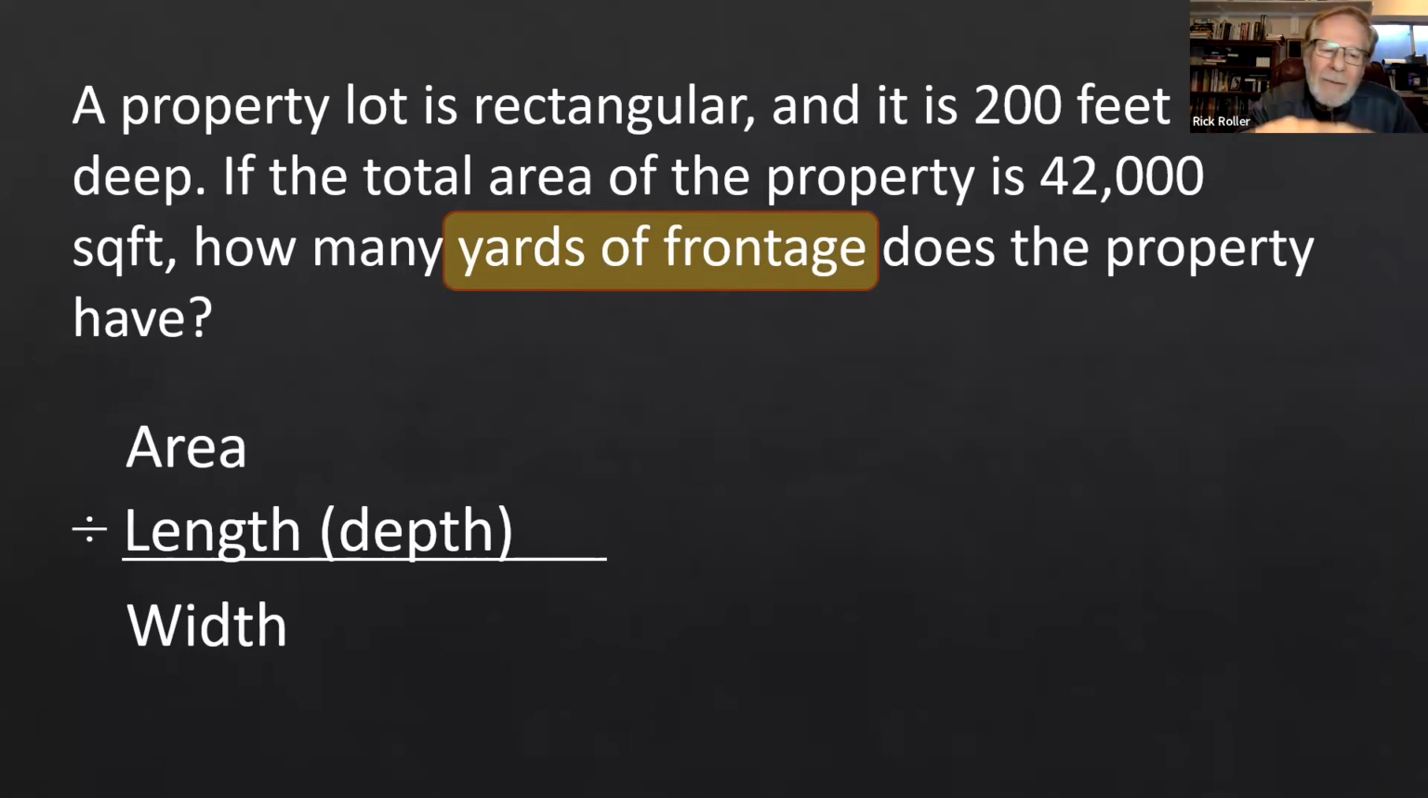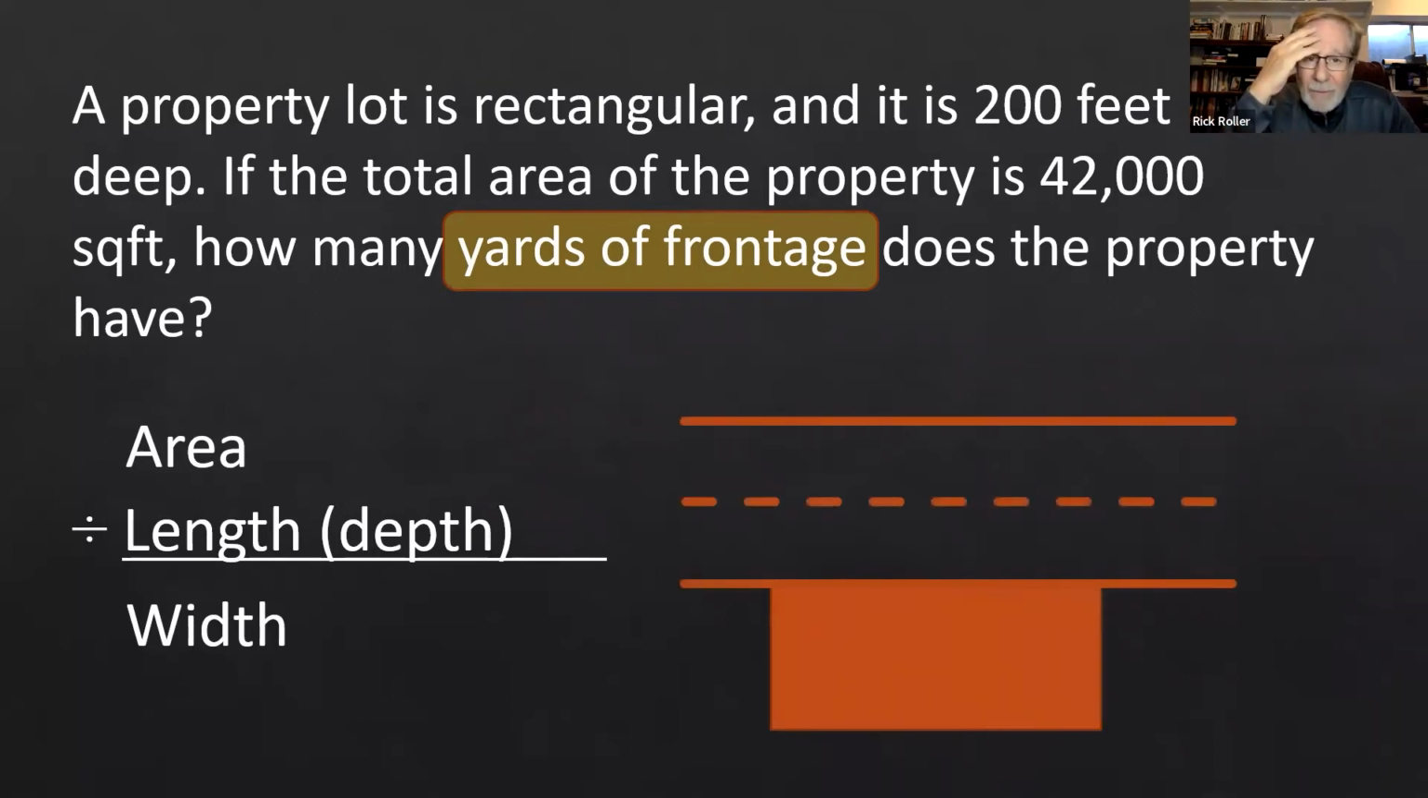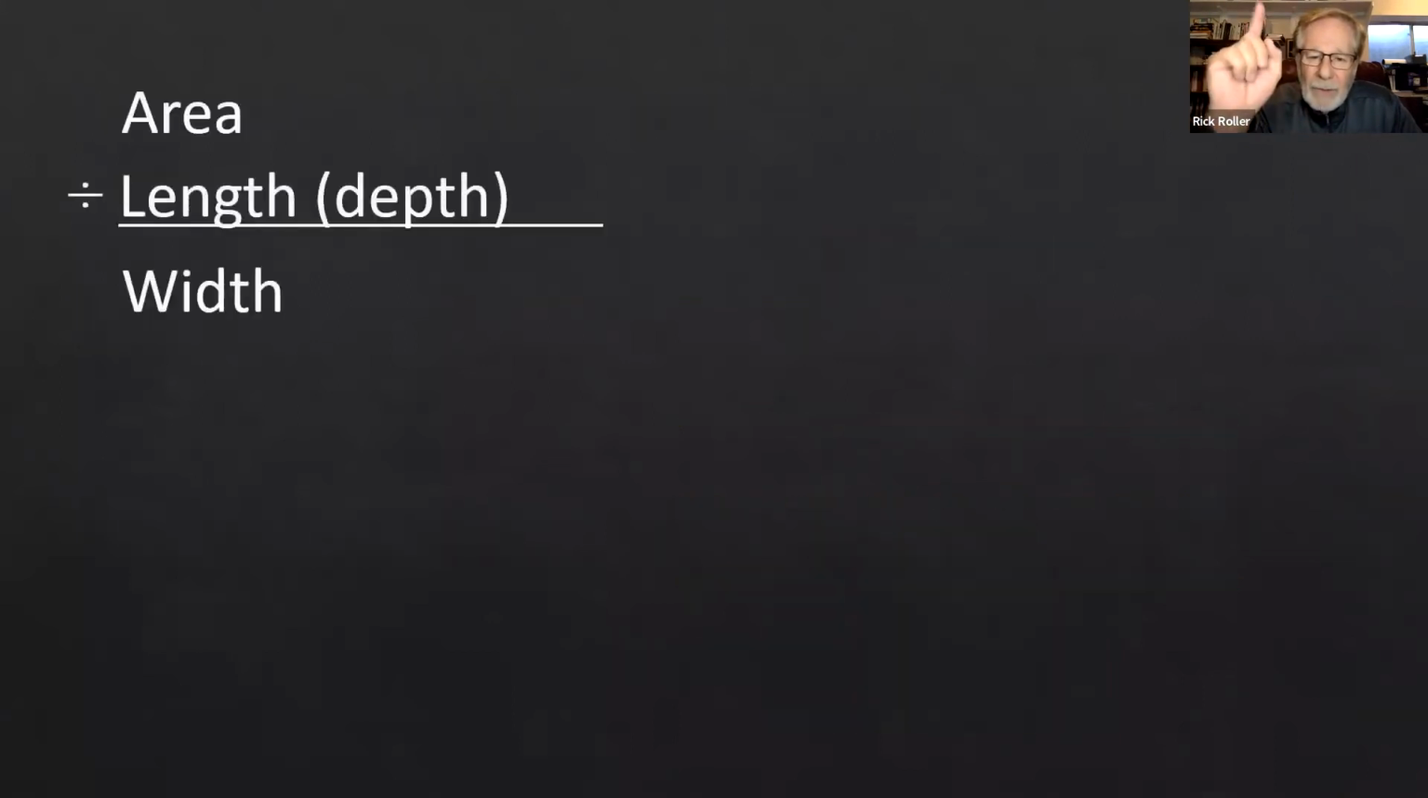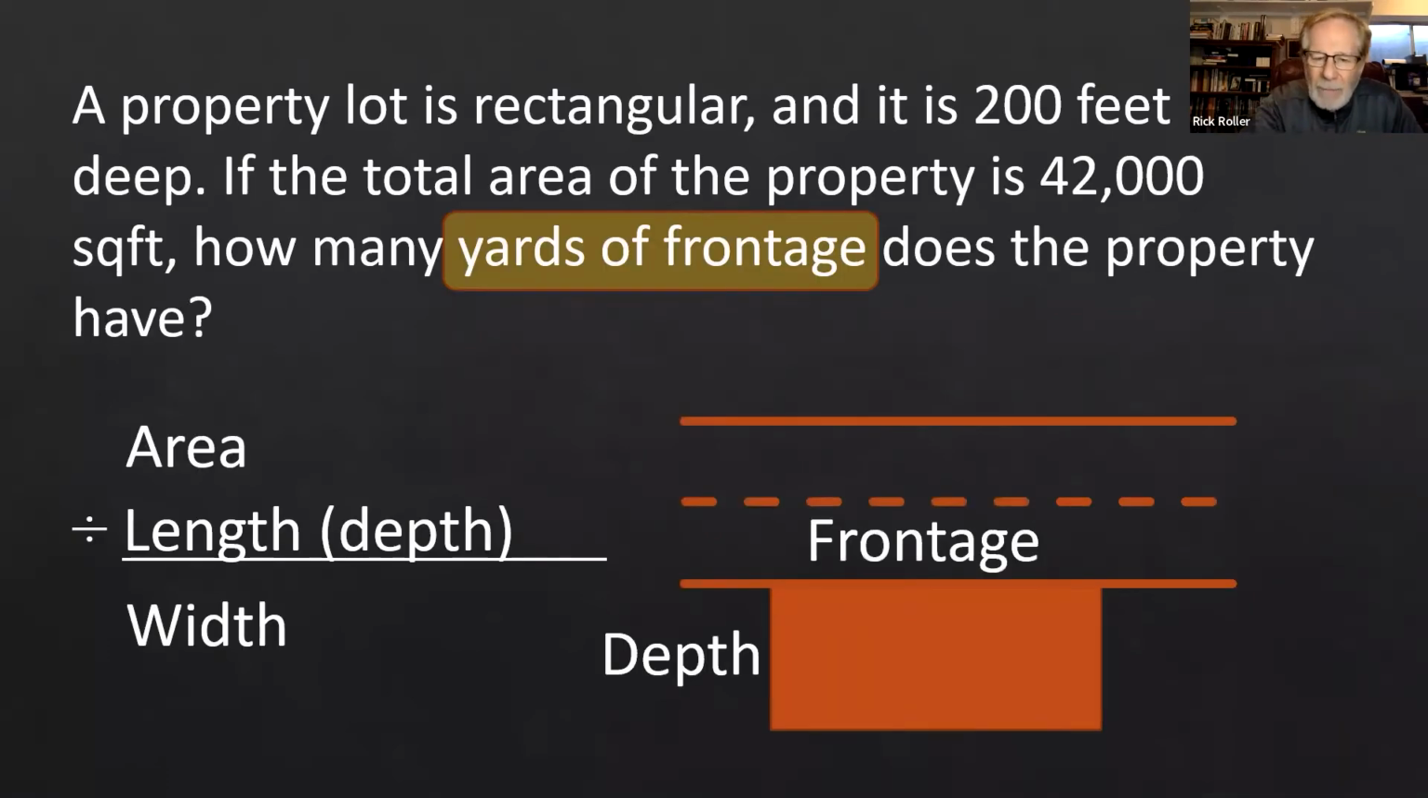Well, the area is length times width, length meaning depth, times width, how wide it is, will give you your area. So let's work through this problem. We need the 200 feet, and we also need the 42,000 feet as well. They want to know frontage, and frontage means that portion of the property that's on the road. That's why you see the road here, with the dividing line between the lanes. And what was the depth again? It was 200 feet deep.